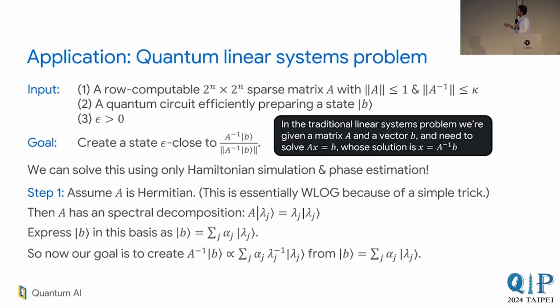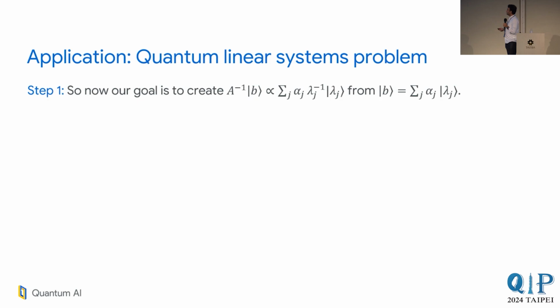So I have ket B, which is the sum over j of alpha j ket lambda j, and I want to transform it to A inverse times ket B. Because I've expressed ket B in the eigenbasis of A, I can just apply A inverse, and I know what happens. I get lambda j inverse. So I want to create the state that's a superposition over j's of alpha j lambda j inverse ket lambda j, but what I have is alpha j ket lambda j. So this is the task I'm trying to solve. We haven't really done anything. I'm just trying to simplify the task using better notation. So I'm just going to copy that on the next slide. This is our goal: create this state from this state.